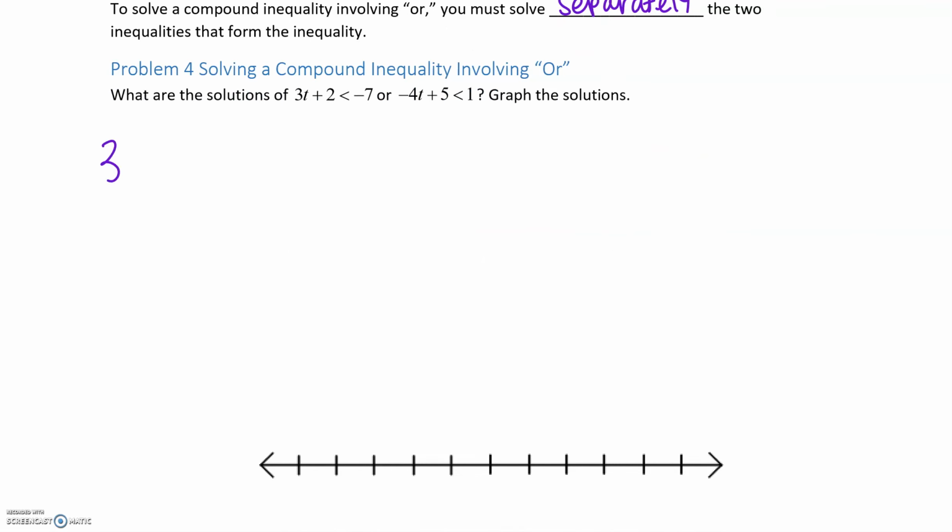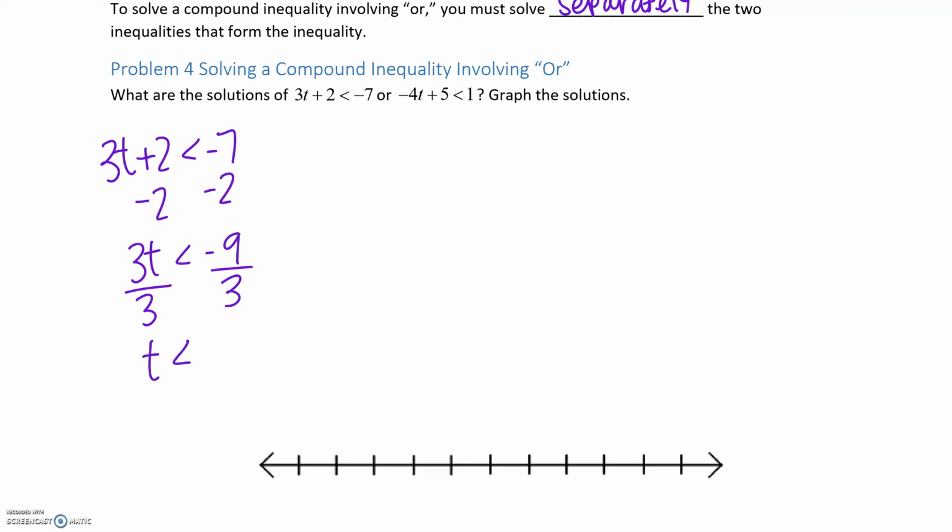The first one we have is 3t plus 2 is less than negative 7. So we subtract this 2 on both sides. That leaves us with 3t is less than negative 9. And we divide by 3 on both sides, which gives us t is less than negative 3. So we have one of them. Now we're going to look at our other one.